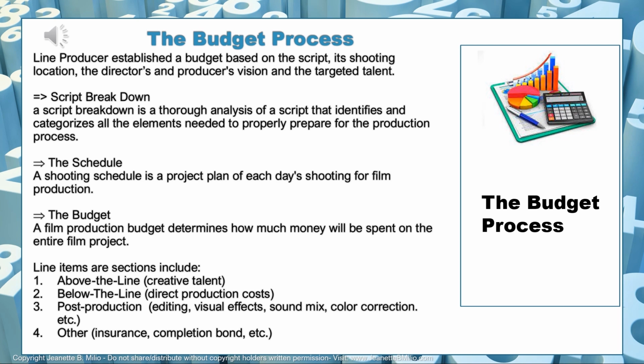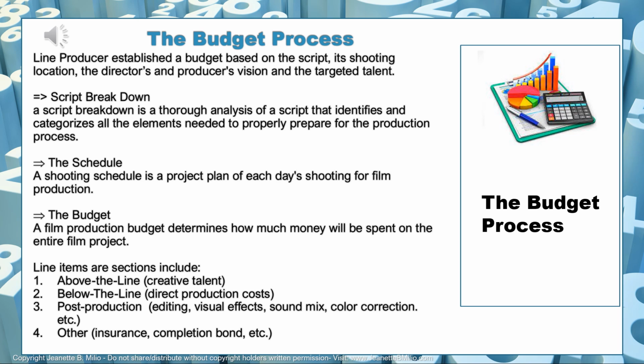A shooting schedule is a project plan of each day's shooting for a film production. Everything that happens every day, every scene that's being shot, every setup that's being used, where the camera angle goes, how a scene is broken down, what cast elements are needed that day. Everything is put together in the shooting schedule, and every day is planned out very detailed. That's what the shooting schedule is. And then the budget derives from that.